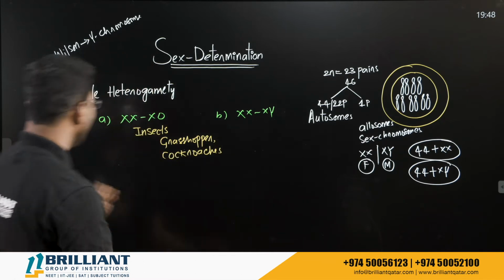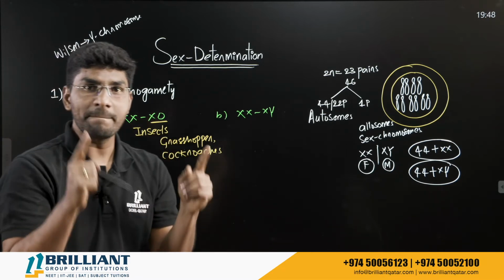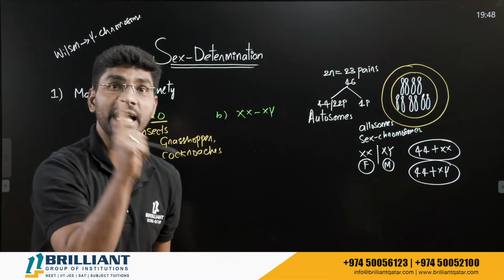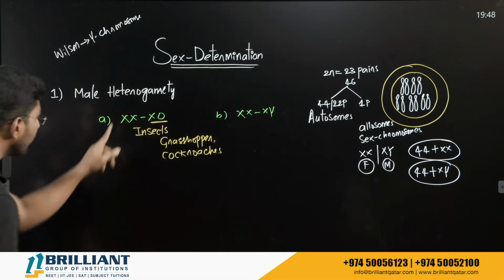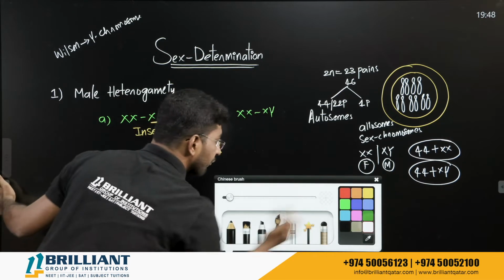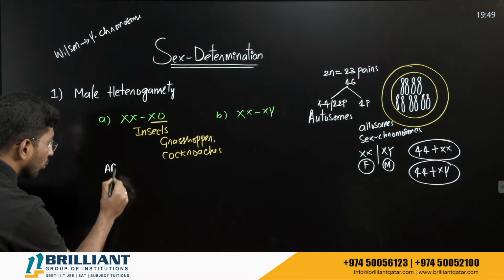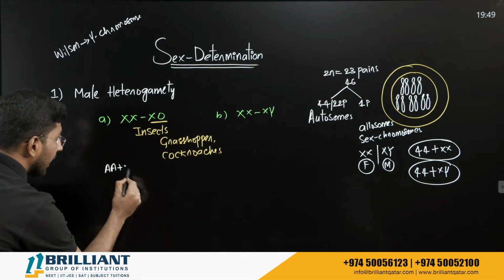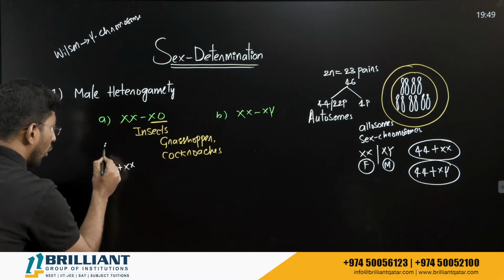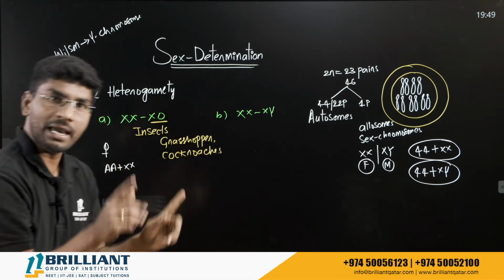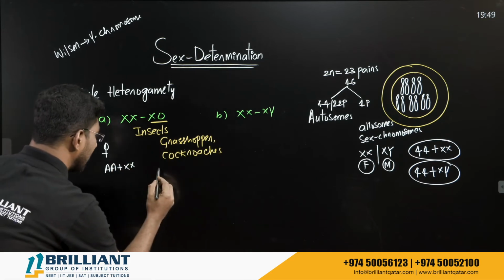What is the meaning of this? Male individuals do not have the second X chromosome. Male individuals have only one X chromosome. You got my point? One sex chromosome. Look here. What is the normal karyotype of female? AA, autosomes, plus XX. This is a normal female insect. This next one is the male insect. What is the normal karyotype of the male insect?